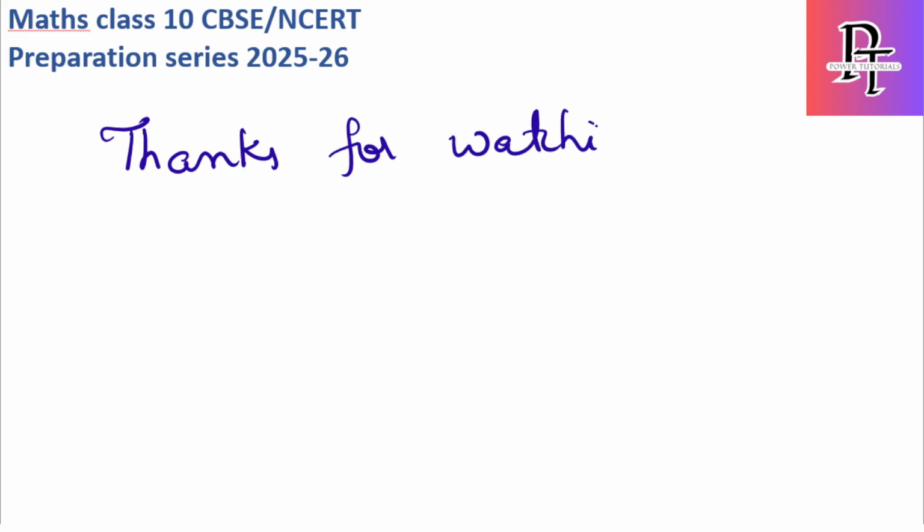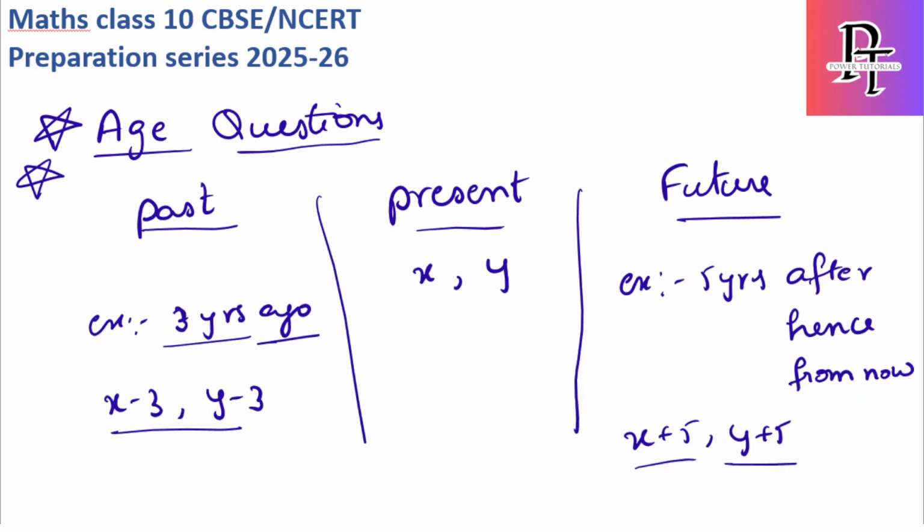Before ending, I will give a small recap of today's topics, in which we covered all the 4 age questions. For the age question scenario, as I told you, you have to always understand what the past, present and future scenarios are, and based on it you have to solve it. Like present is x and y; whichever age they have mentioned in the past you have to subtract, and whichever they have mentioned in the future you have to add.